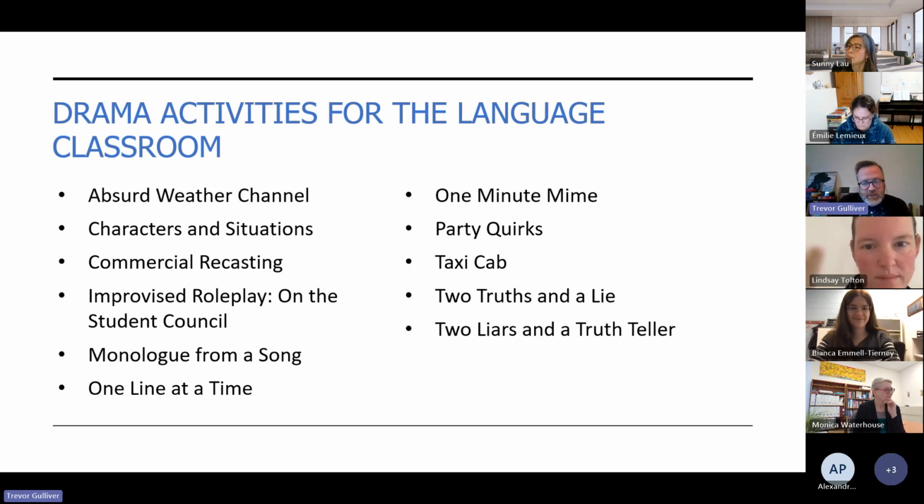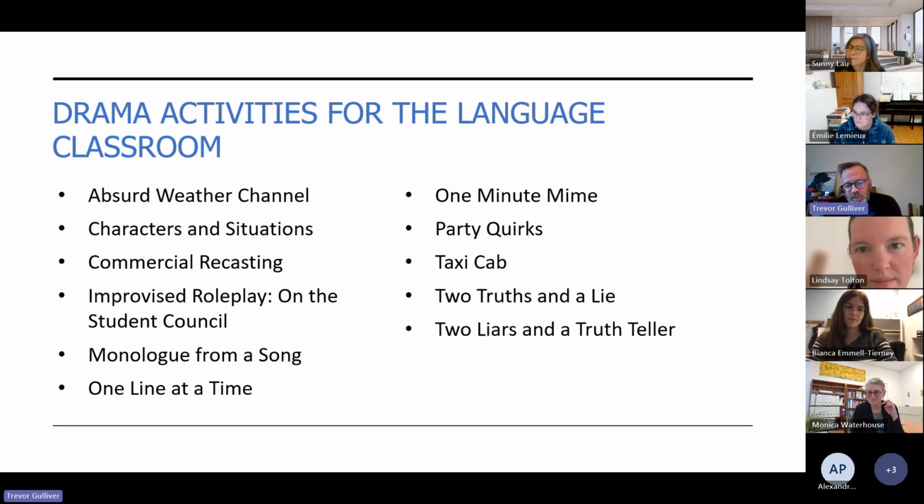So the characters and situations activity, the students draw a character, draw a situation, and then have to role play Frankenstein in the shopping mall or whatever they end up drawing from the card pile. Commercial recasting is a fun one. They start with an existing commercial, they write down the lines, and then they try recasting the commercial with themselves. So it could also be commercial auditioning. Who's going to do the best version of this commercial? There's also an improvised role play where they play on the student council. The students have presented in the book.